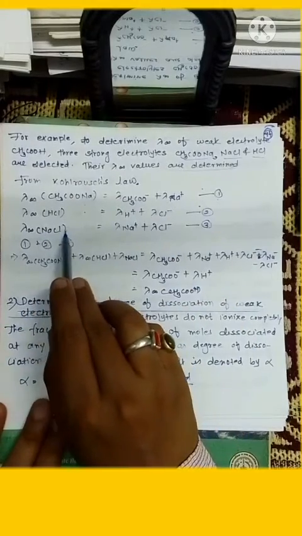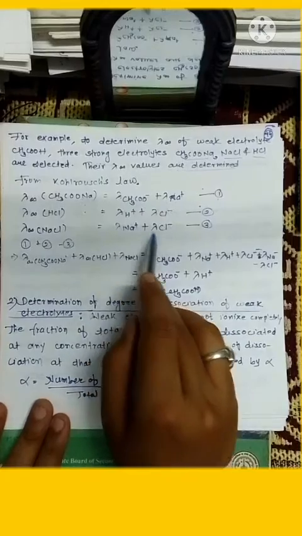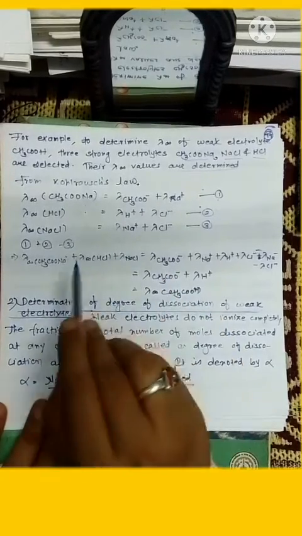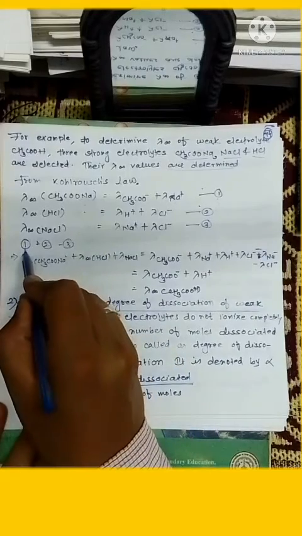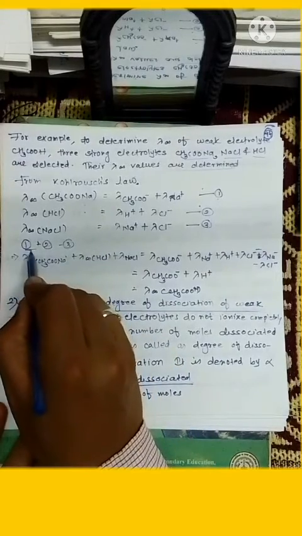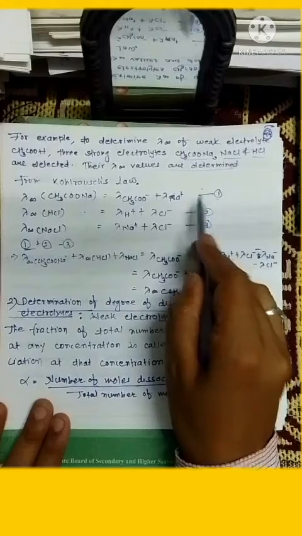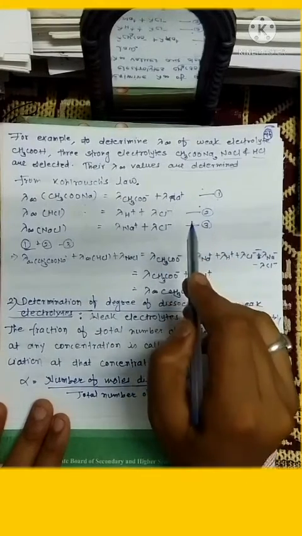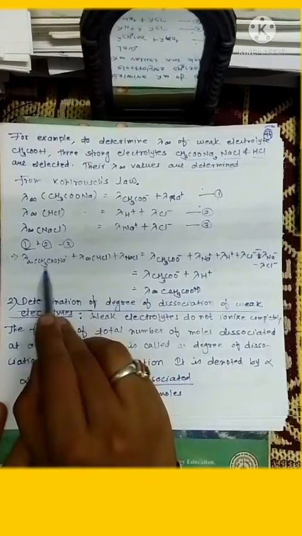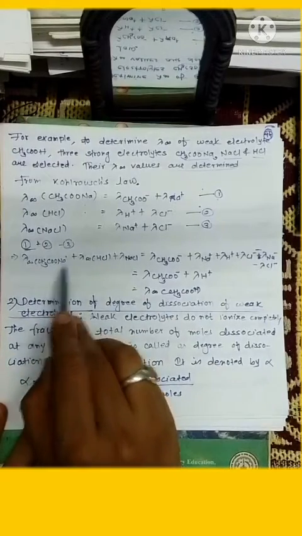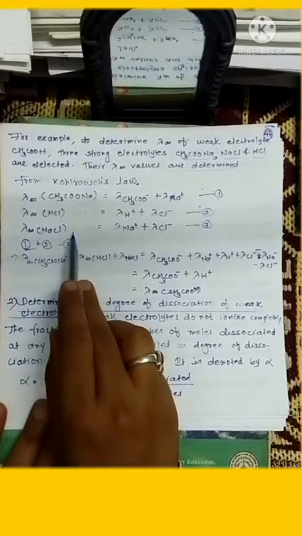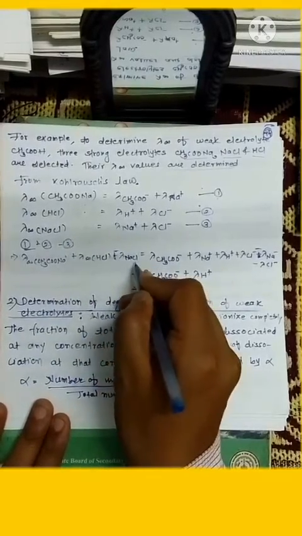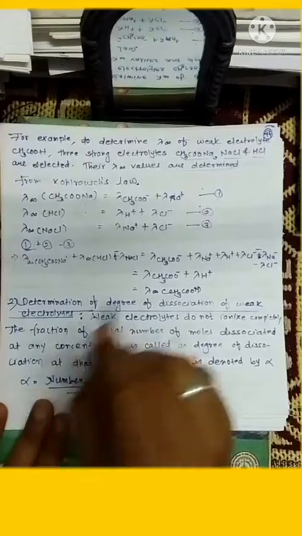Lambda infinity for NaCl is equal to lambda Na plus plus lambda Cl minus. So what happens if we add equation number 1 plus 2 and subtract equation number 3 from them? Lambda infinity for sodium acetate plus lambda infinity of HCl minus lambda infinity of NaCl.